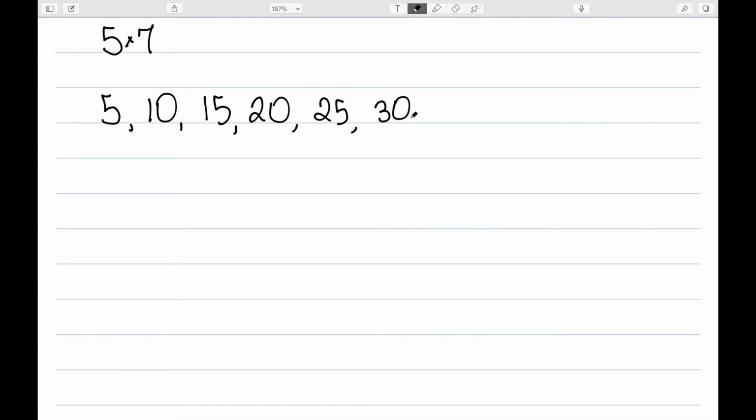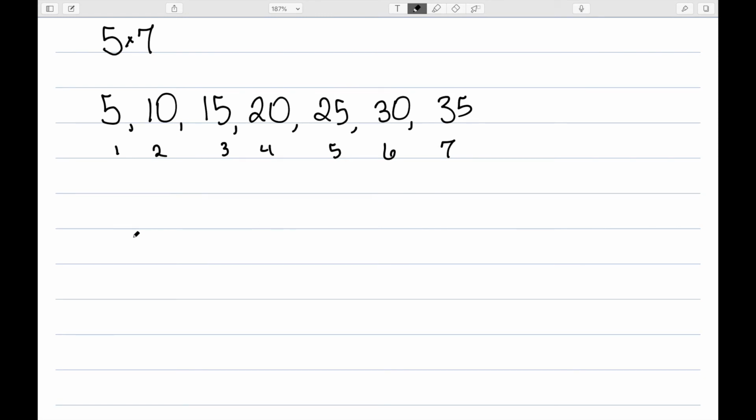As an example, if a student wants to do 5 times 7, they would count 5, 10, 15, 20, 25, 30, and 35. And that was 7 times that we skip counted. So the answer must be 35.